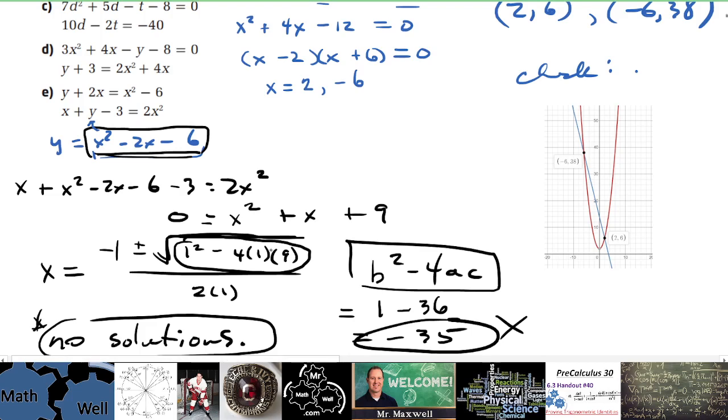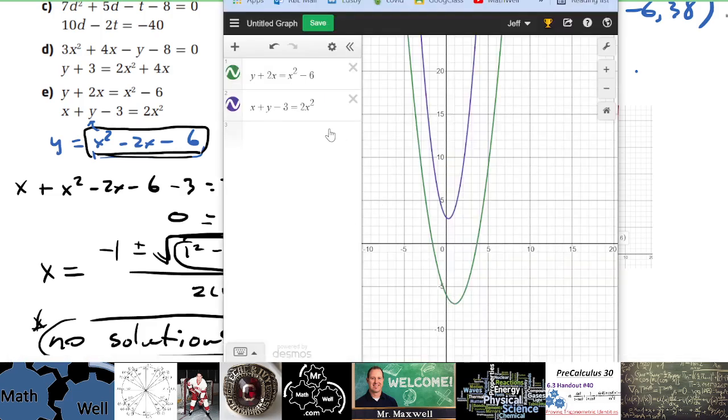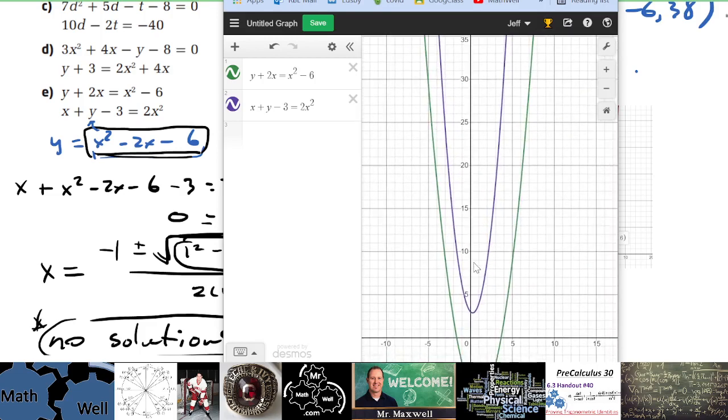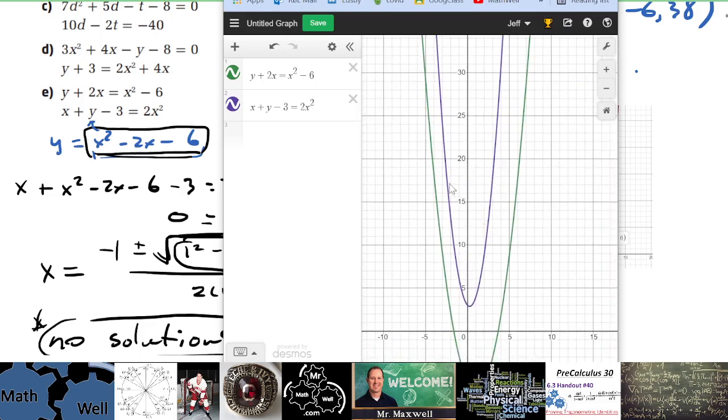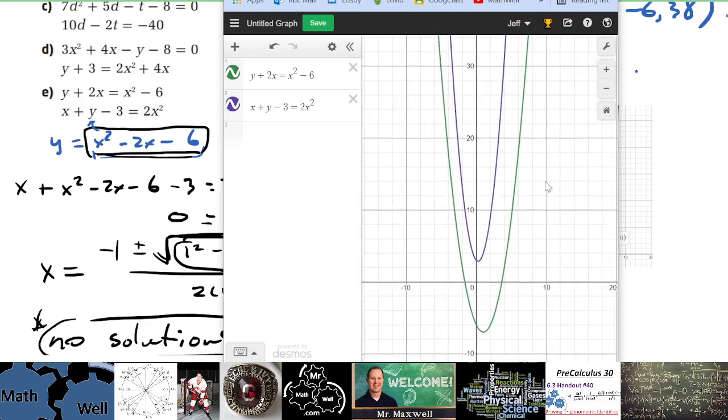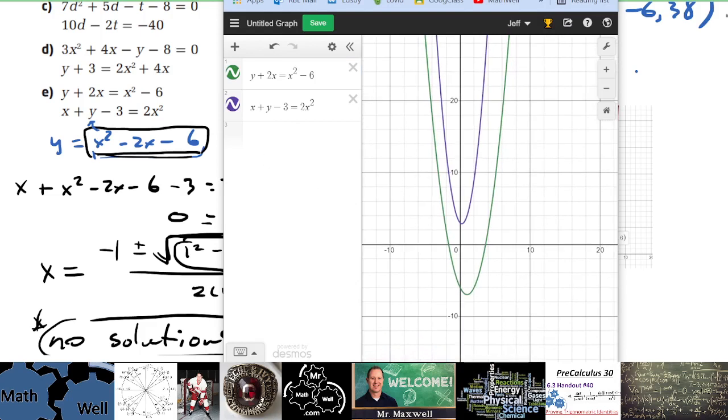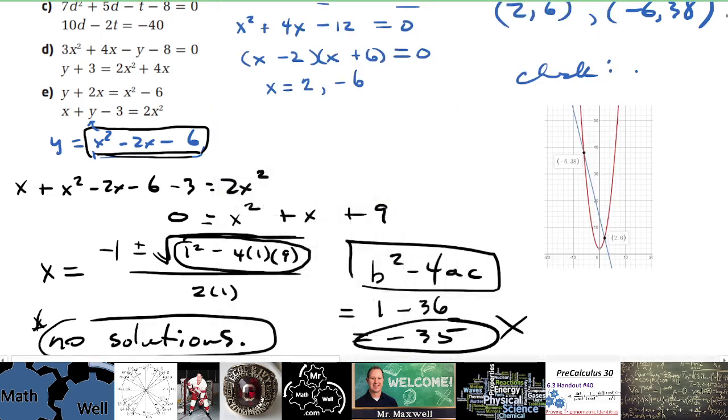So let's graph them out. As we graph these two in letter E, you can see that they just kind of nest in each other. There's no intersection points at all. So that's E. Any other questions about E here? Yep.